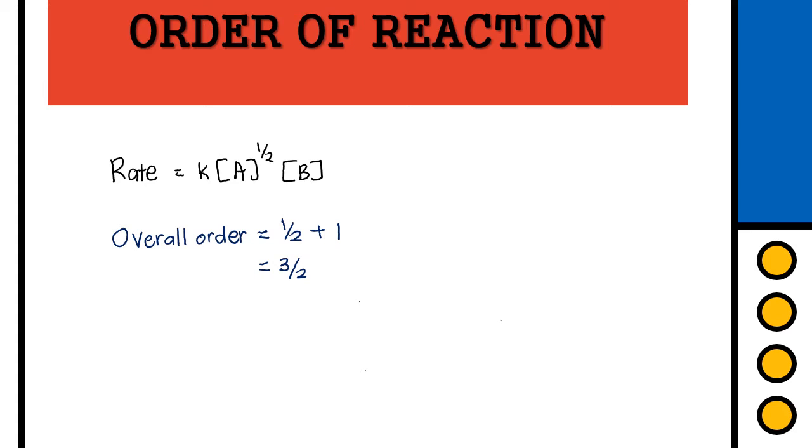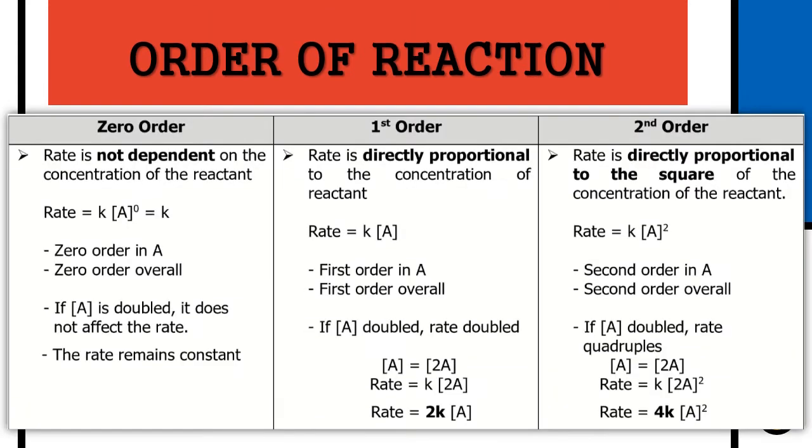Now for our syllabus, we're going to focus on 3 different orders of reaction, which are zero order, first order and second order. What does this order of reaction tell us? Let's take a look. This is our order of reaction, where we have zero order, first order and second order. Now let's take a look one by one at what each order means and what information we can get from each order of reaction. The first one, we're going to look at zero order.